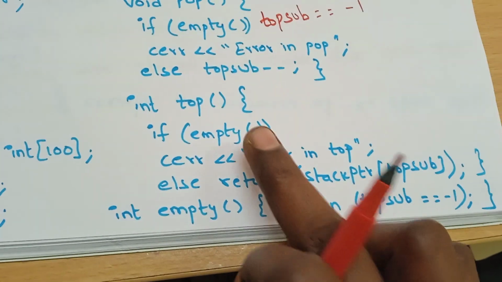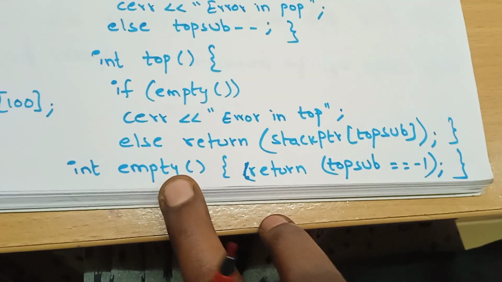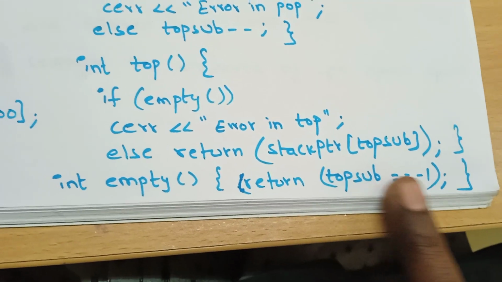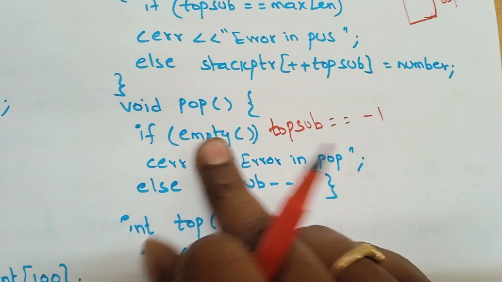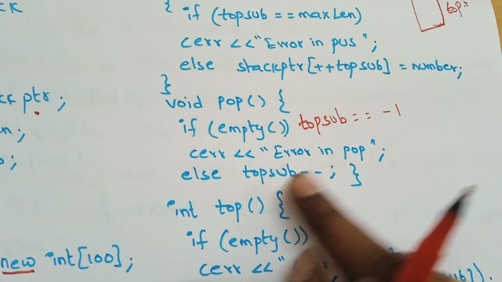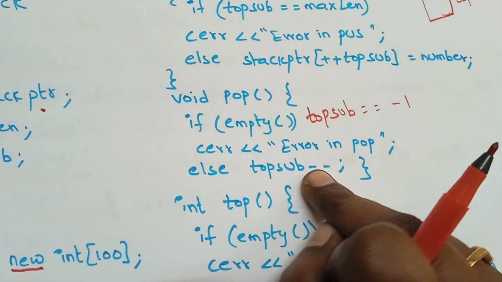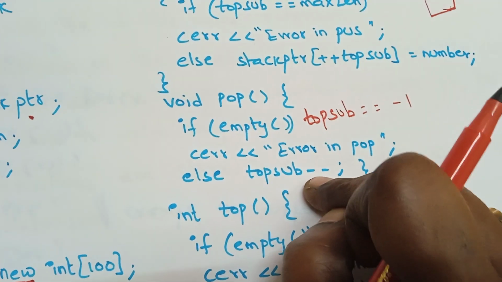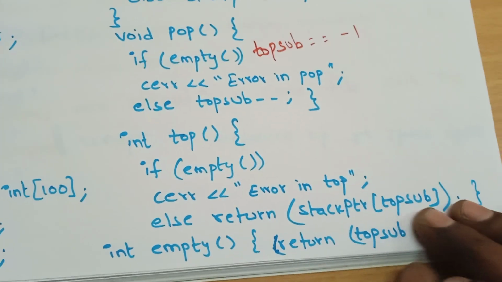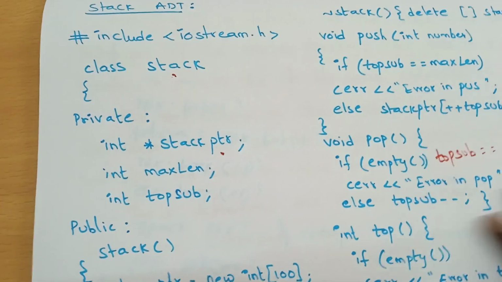If it is empty, we'll print error in top. The empty function returns top sub equal to -1, when it is empty, when the top value is -1. So if empty, that is top sub equal to -1, then pop cannot be performed. Else, that means if it is not empty, we'll delete the element from the stack. And top, we will be printing the stack top element. So these are the data members and member functions.